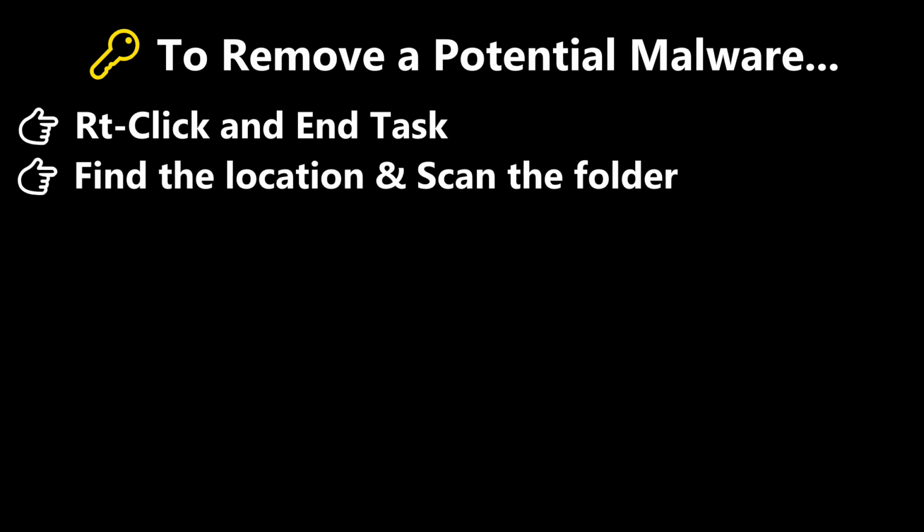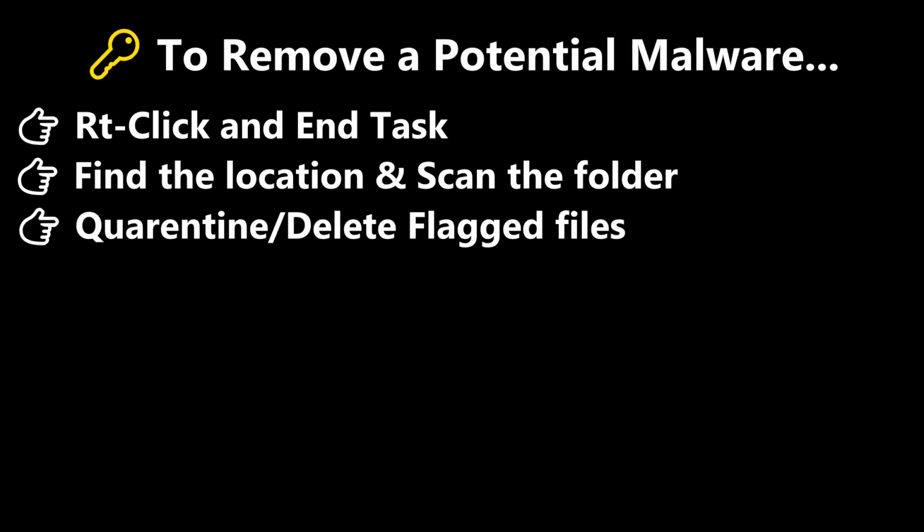If you find a suspicious process in Task Manager, follow these steps. Right-click and end task. Open file location. If it is in an odd location, note the path. Scan the folder or your full system using Windows Defender or your antivirus. Quarantine or delete flagged files.